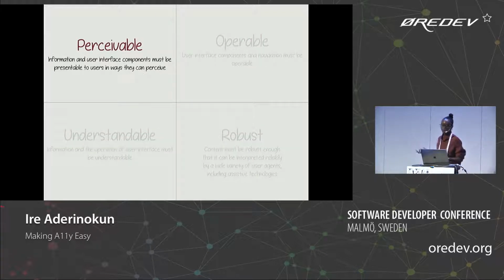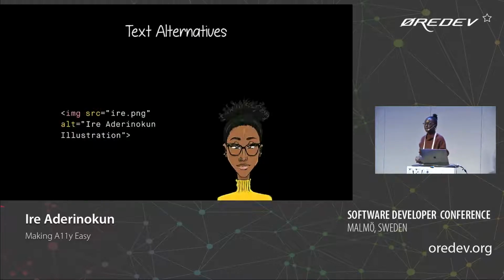So first is perceivable, and that is that information and UI components need to be presented in a way that users can perceive. So a great example is going back to what I said about the most accessible format being text, because it can be used by many different people in many different ways. So whenever you have something on your site that isn't text, for example, media like an image or audio or video, the best practice is to provide a text alternative as well. So this is a simple example of just using the alt tag on an image. But if you had audio or video, you could also provide a transcript.